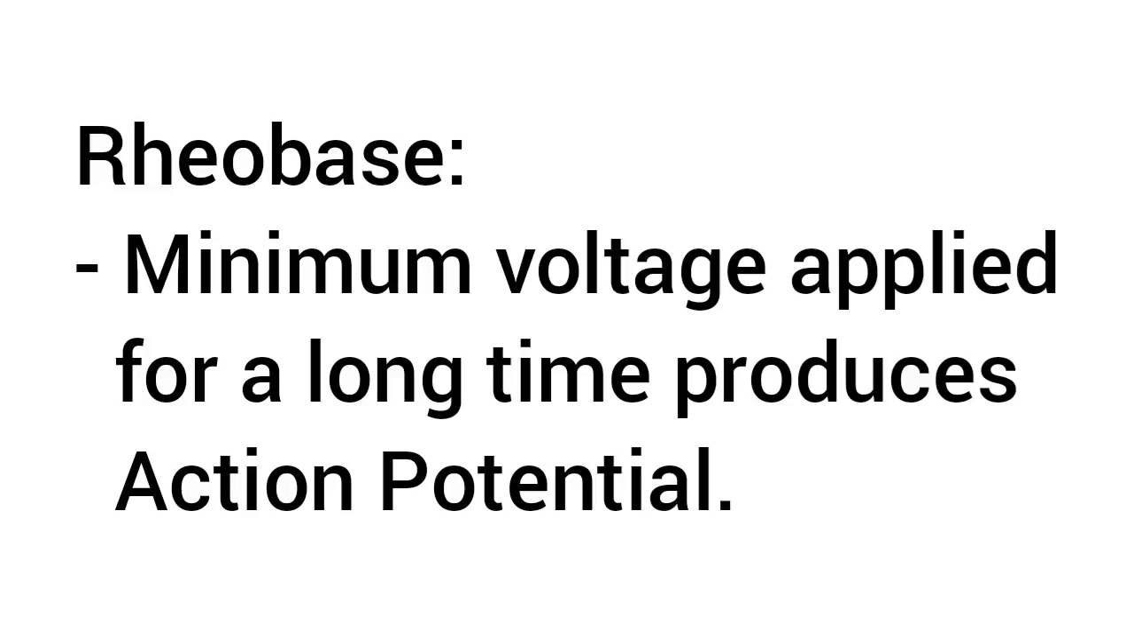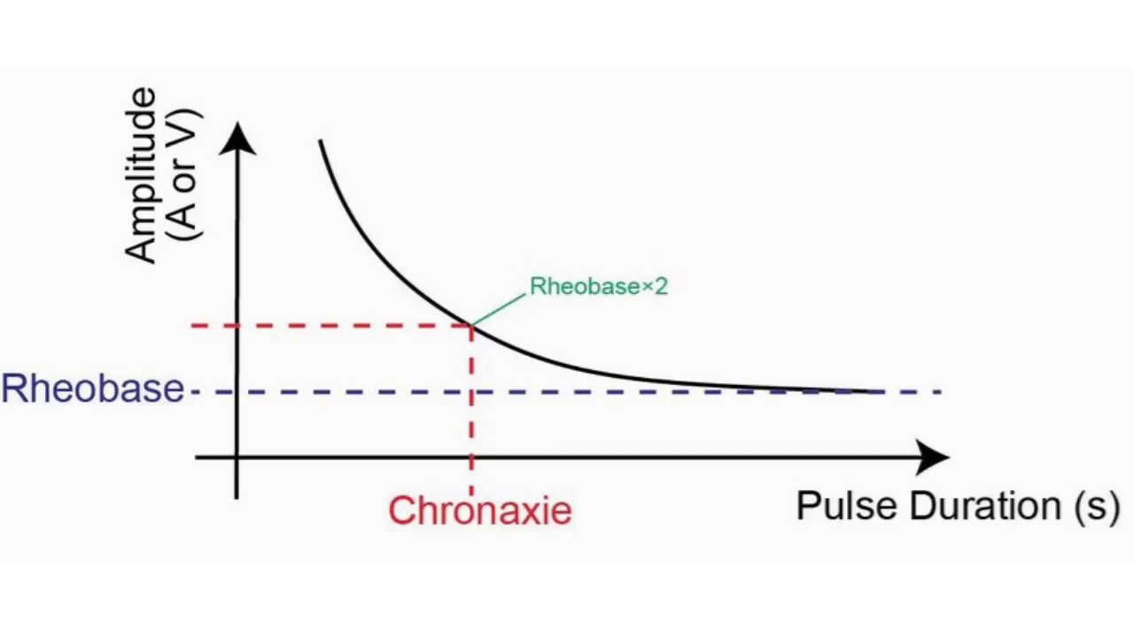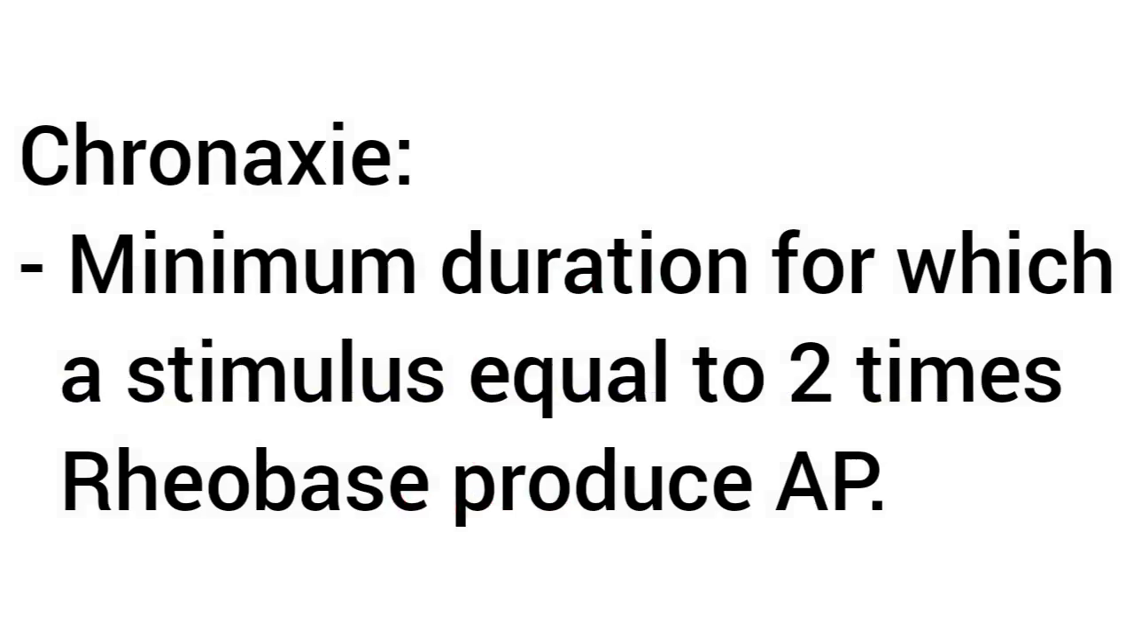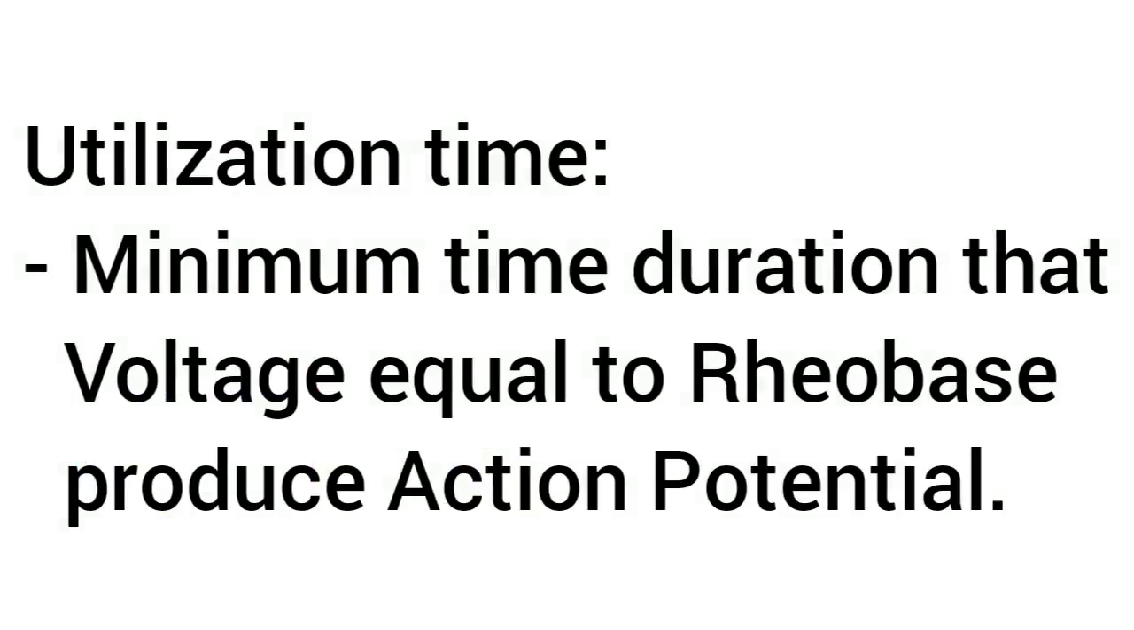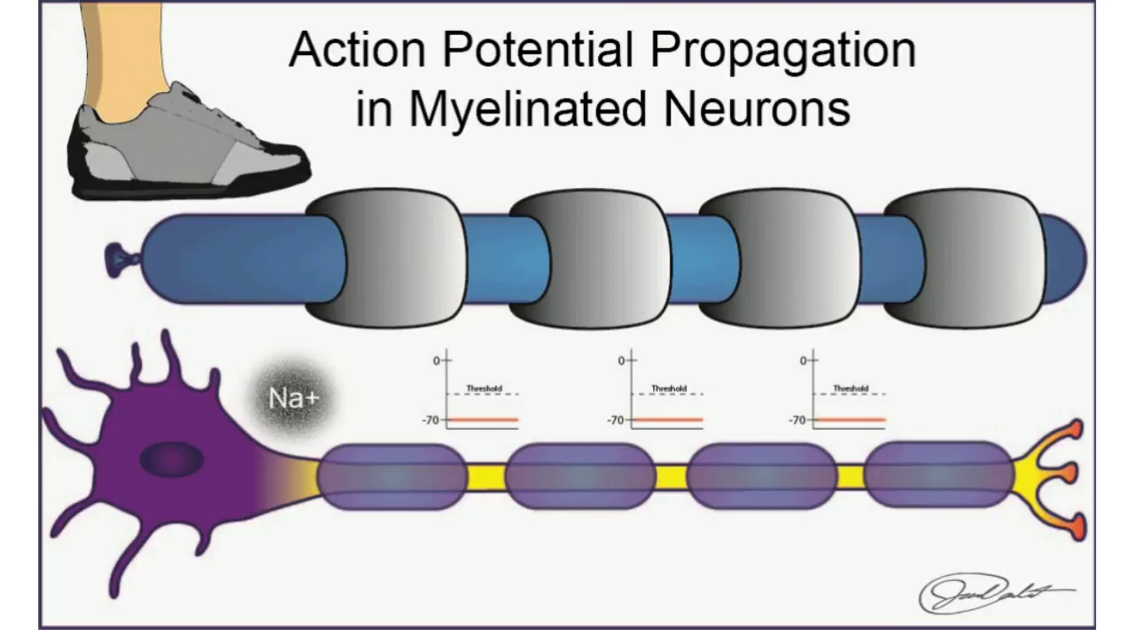The term rheobase means the minimum voltage stimulus applied for a prolonged time that will produce an action potential. Chronaxie is the minimum duration in which a stimulus equal to 2 times the rheobase will produce the action potential, and utilization time is the minimum time that a current equal to rheobase will produce an action potential. The action potential generated at the axon hillock travels to the synaptic terminal.